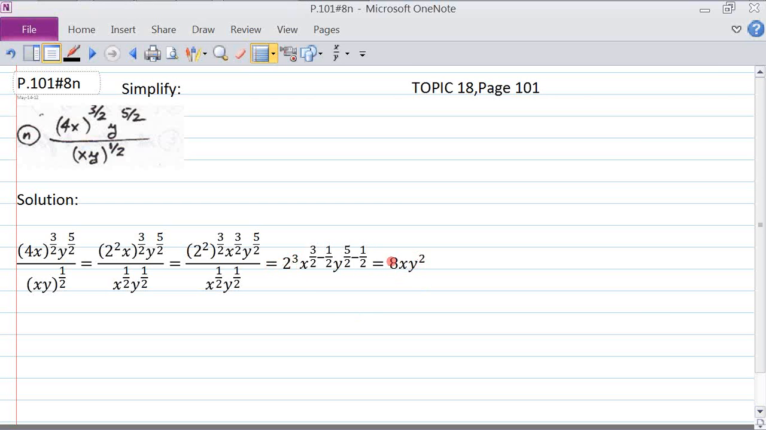2 cubed is 8. So essentially what I've done is operate with the number 4 raised to the power 3/2, changed that, and then collected the x terms and the y terms, so they're all under one term. They're no longer separated numerator, denominator.